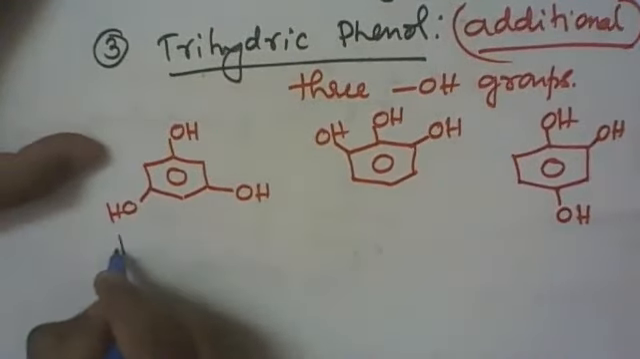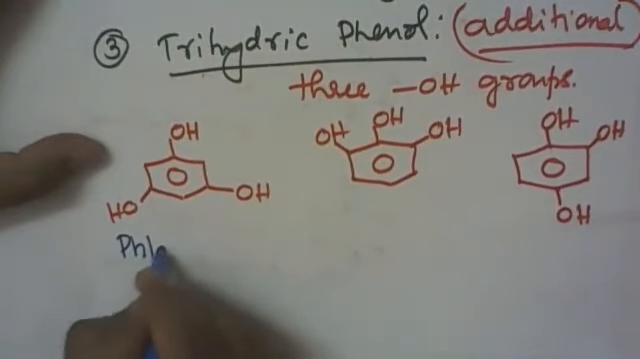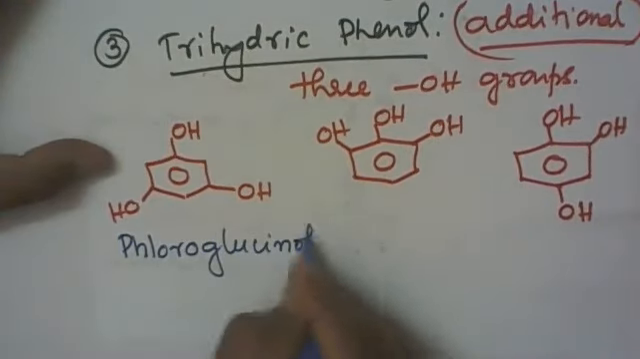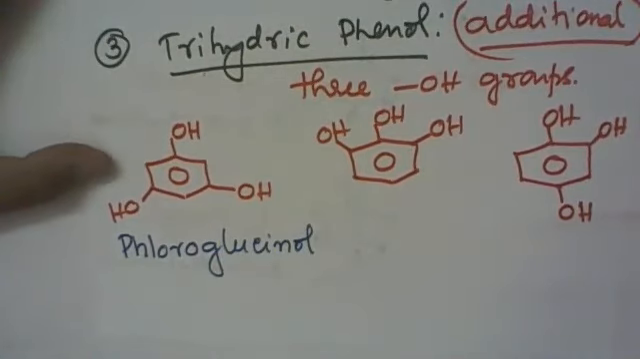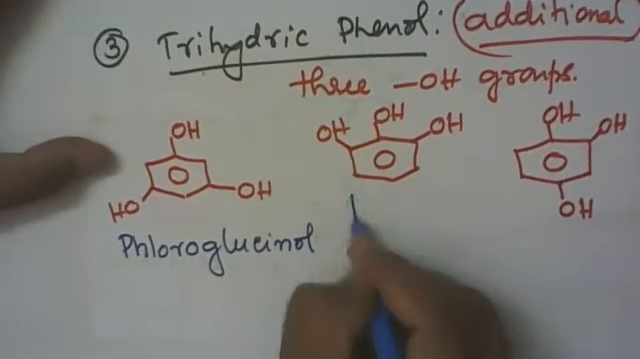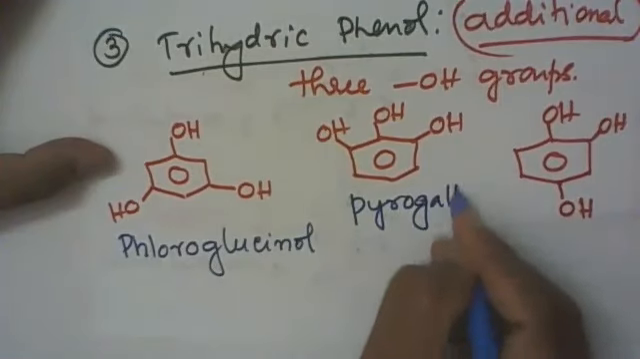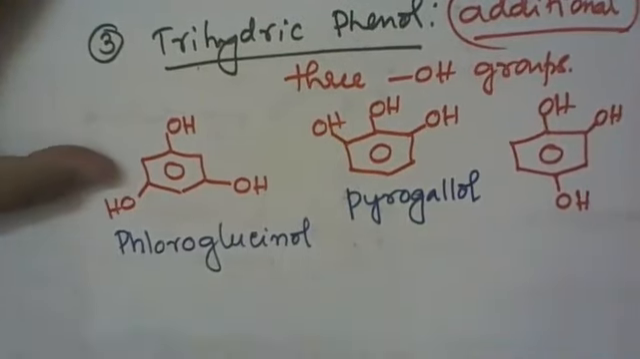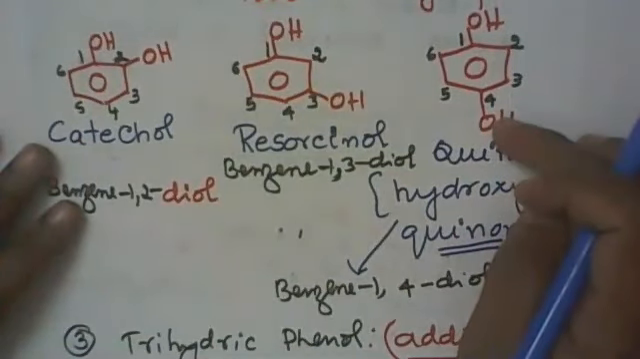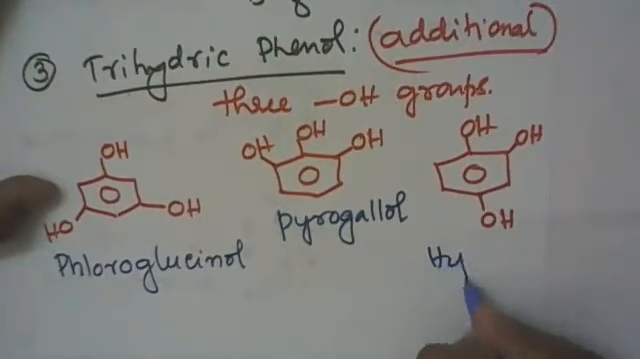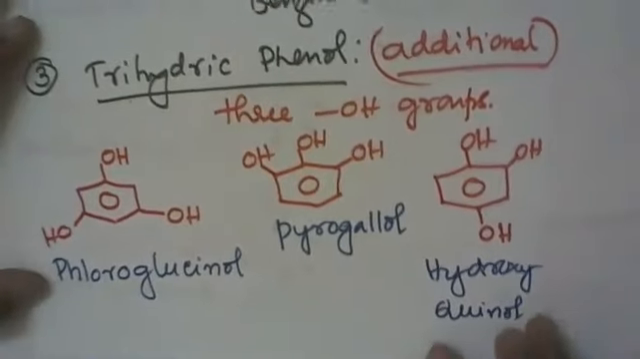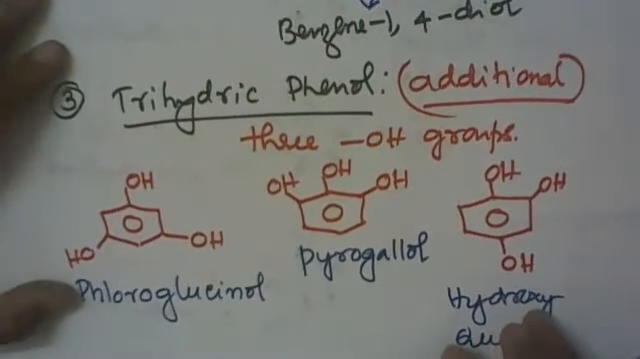I will write down only the common names. So the first one is called phloroglucinol. The next one is called pyrogallol. And the next one is called hydroxyquinol. Here, quinol you have got, quinol with 2 OH groups. Now an extra OH is there, called hydroxyquinol. Clear?